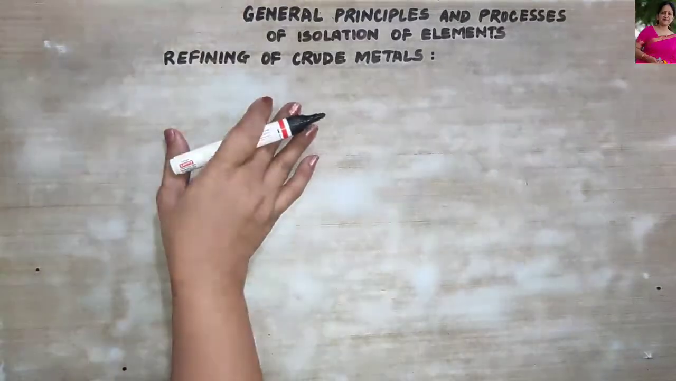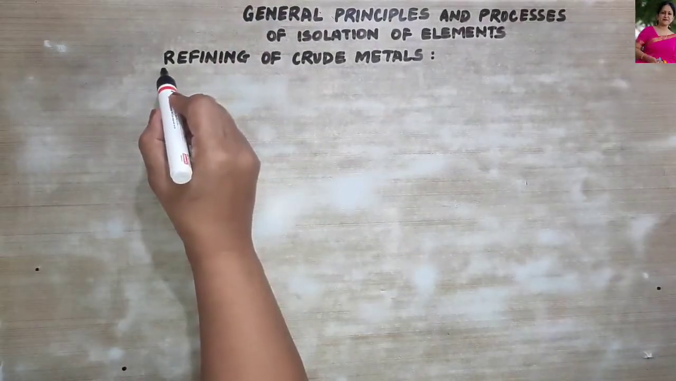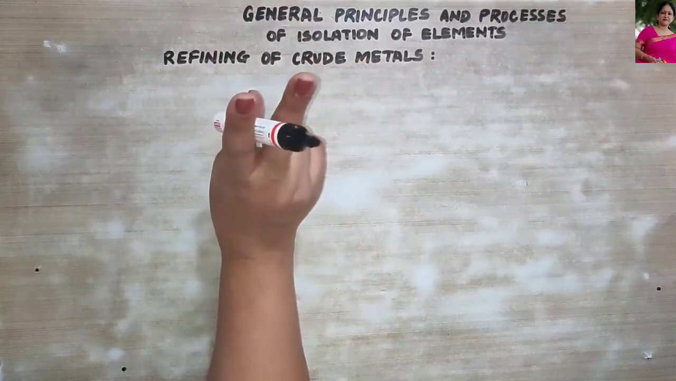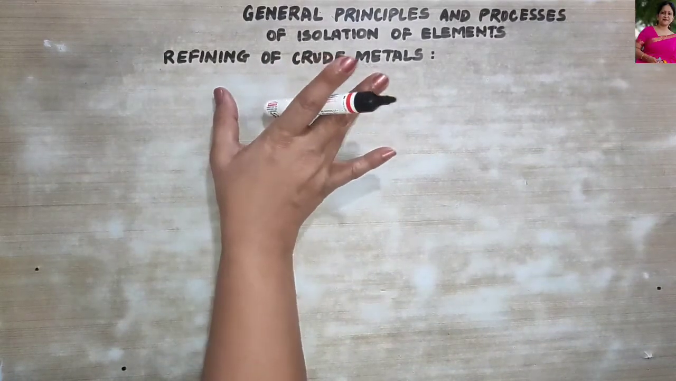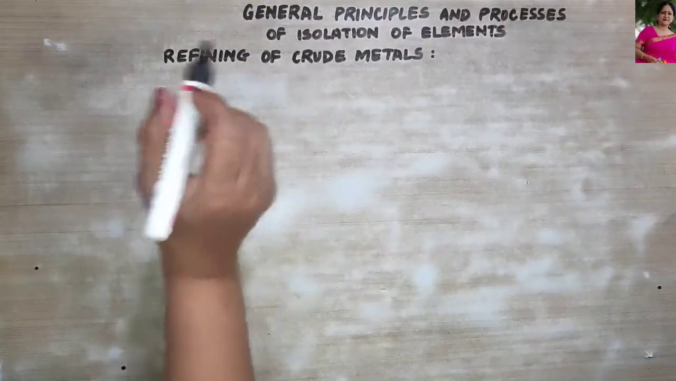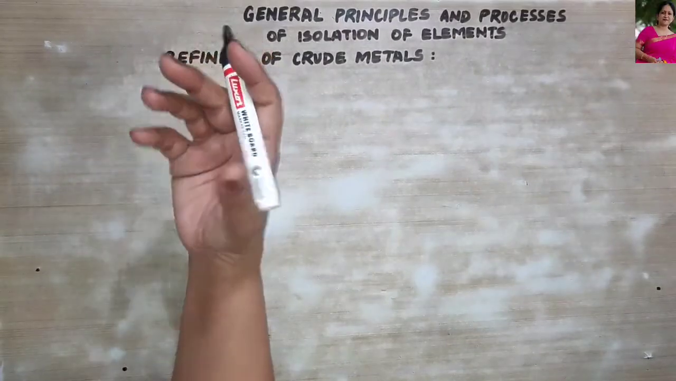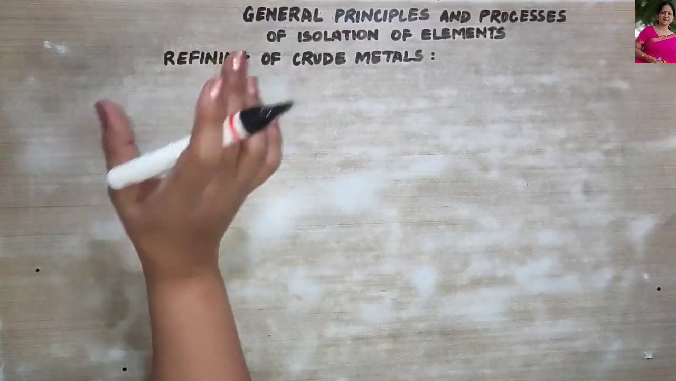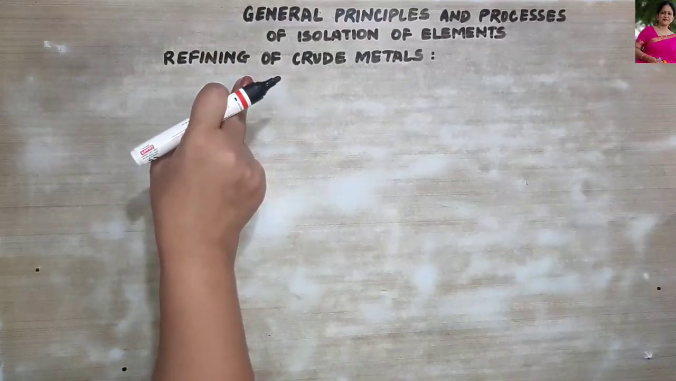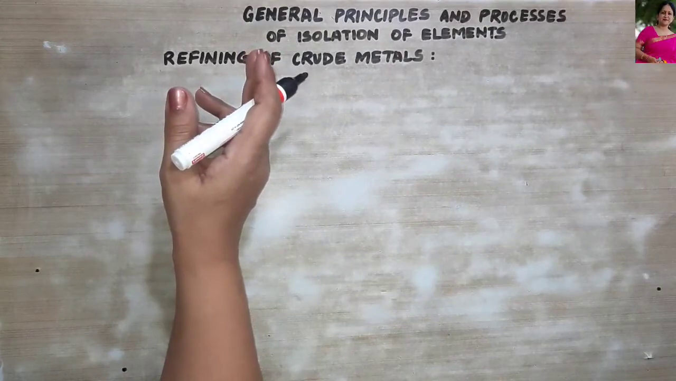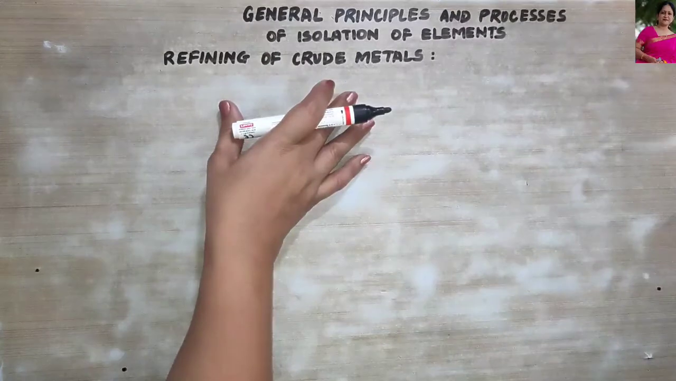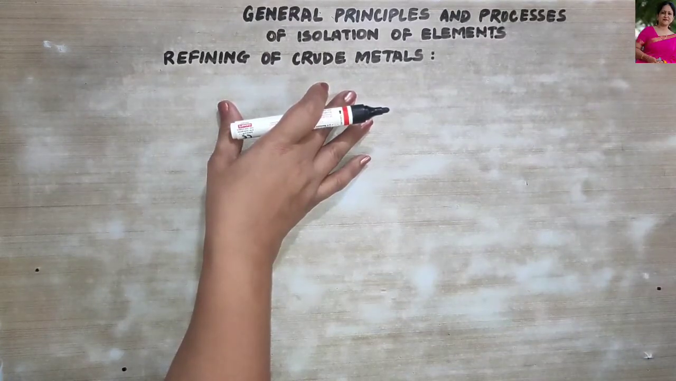Today in this chapter of metallurgy, we shall be talking about refining of the crude metals, and we shall also discuss two metallurgies. Okay, so let us begin with the refining of the crude metals. You know that the removal of the impurities from the isolated metal is called refining of the metal, right? In other words, we can also say what? Refining of the metal is the purification of the metal that is obtained after reduction, right?